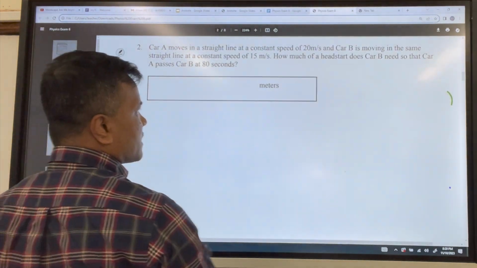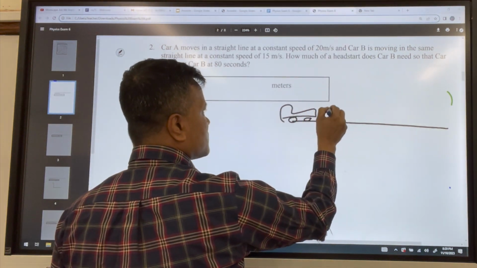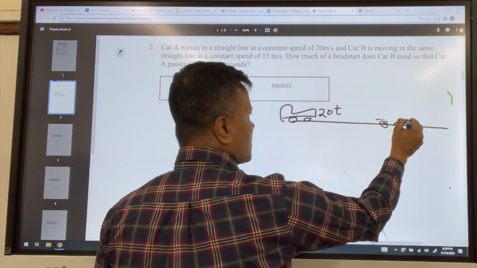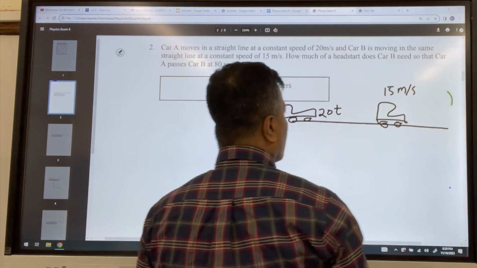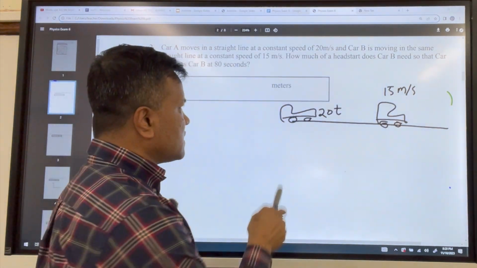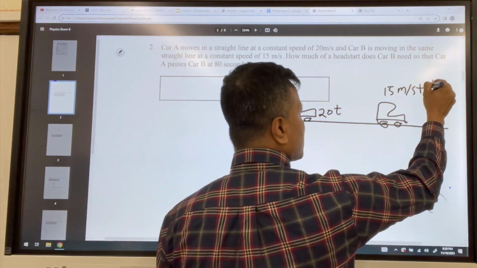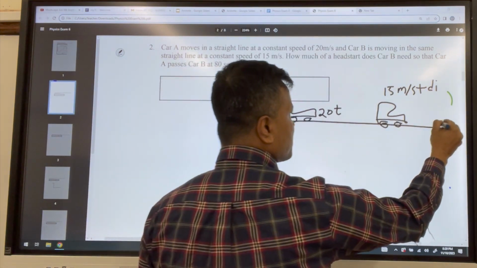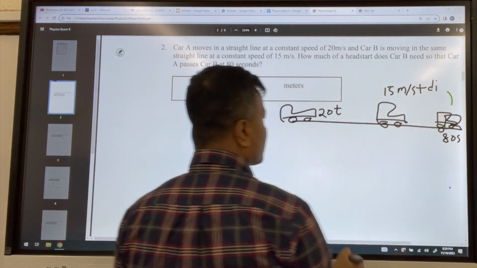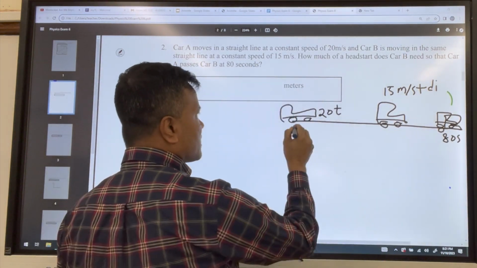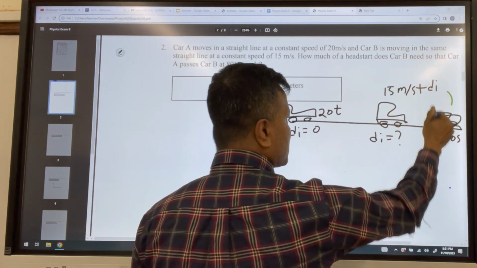The 2 cars, right? Car 1 is moving faster than car 2. This one is moving 20 meters per second. Car 2 is moving 15 meters per second. For both cars to meet, if the scenario is like this, the both cars will never meet. So you have to give this car a head start for both cars to meet. They meet at this point where the time is, let's say, 80 seconds after they both start moving. This d initial has to be what, so that they meet over here.